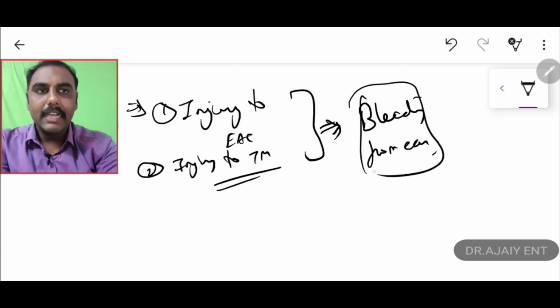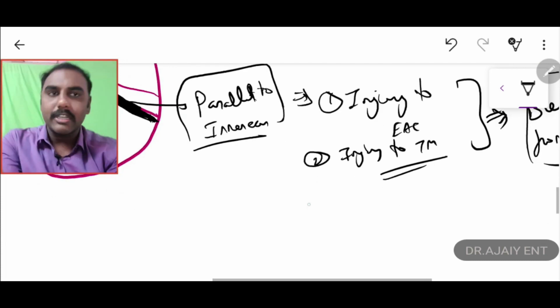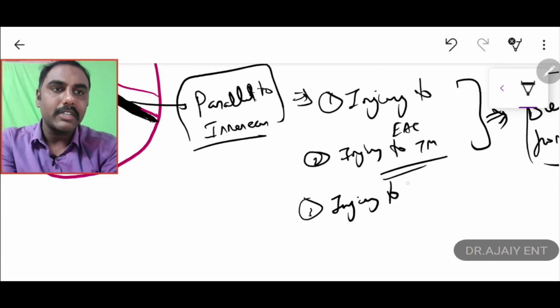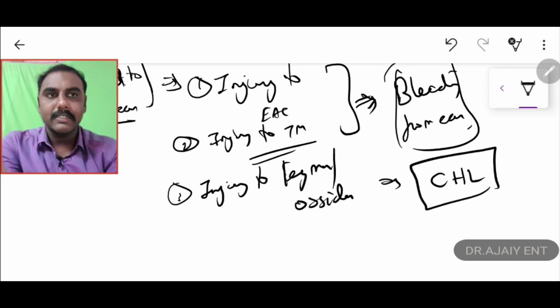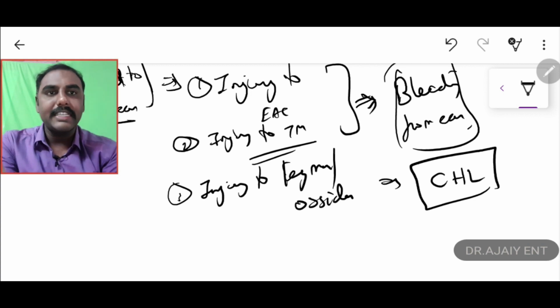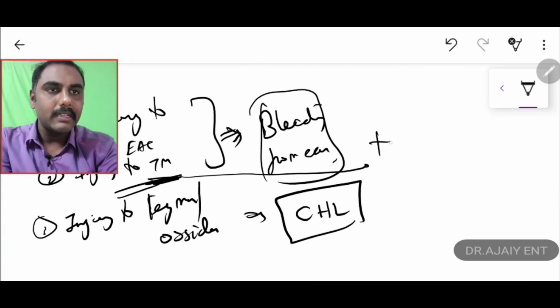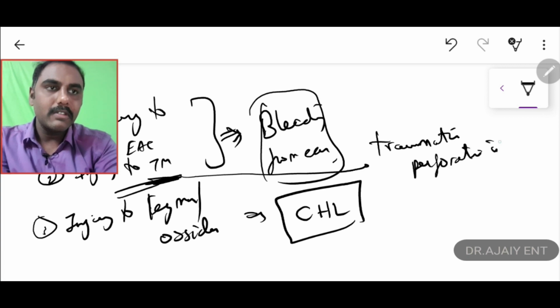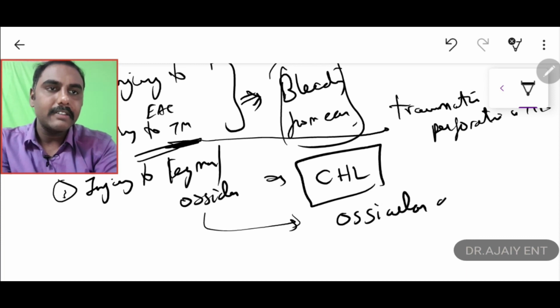But apart from that, there can also be damage to the tegmen and the ossicles. Injury to tegmen and injury to ossicles can also occur. That can lead to a conductive pattern of hearing loss. So, there can be bleeding from the ear, and the patient will have a conductive pattern of hearing loss. When you see the tympanic membrane, there could even be a traumatic perforation in the tympanic membrane. And there could be damage to the ossicles, the ossicular chain can be damaged.